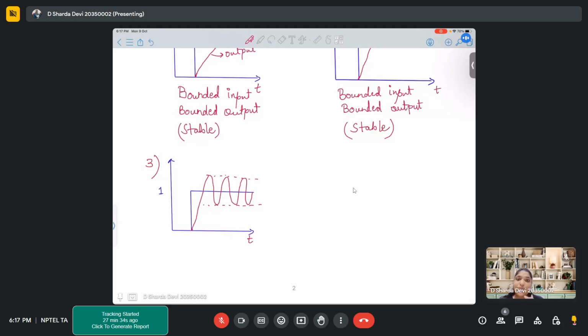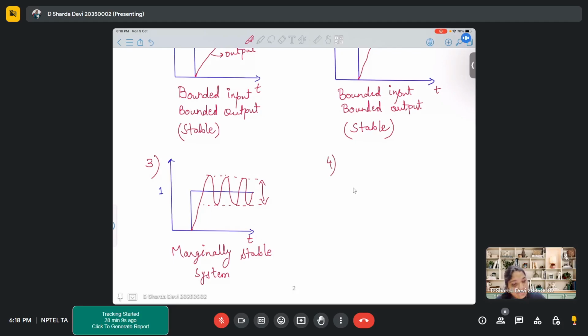That means you can still predict your output in a certain range at steady state or infinity, because your output will not go beyond this bound. So this type of system is known as a marginally stable system. This is the third type of output that you can obtain.